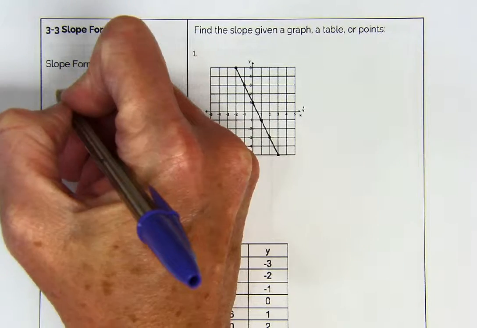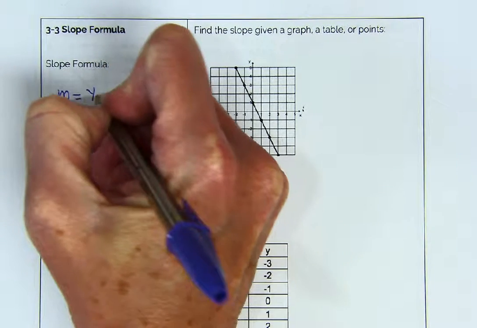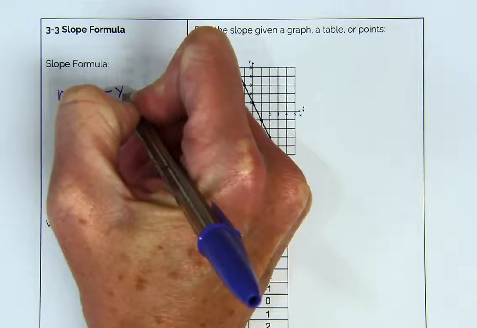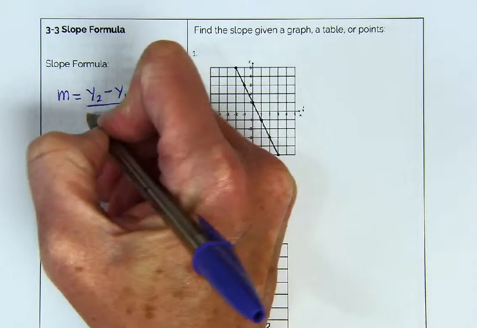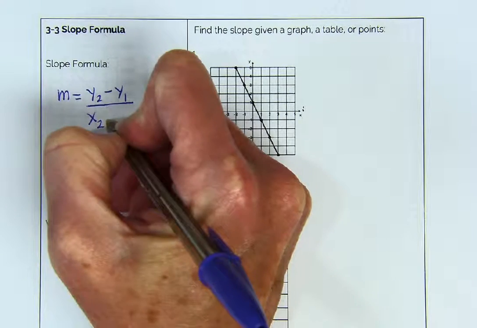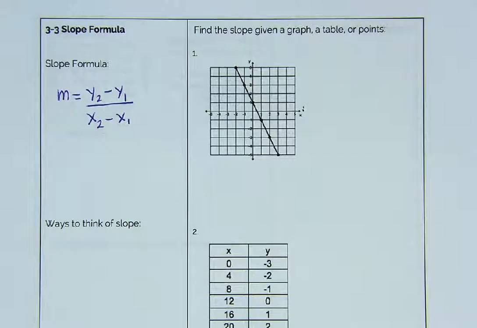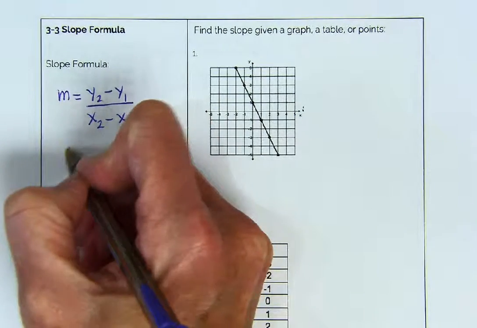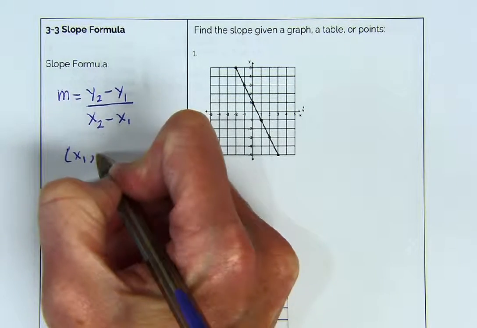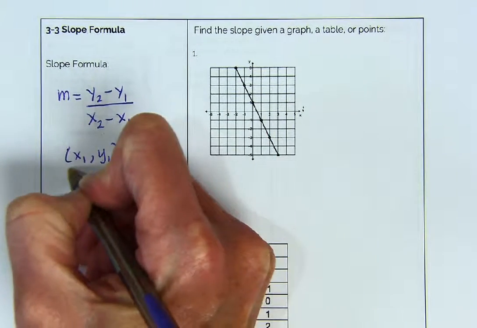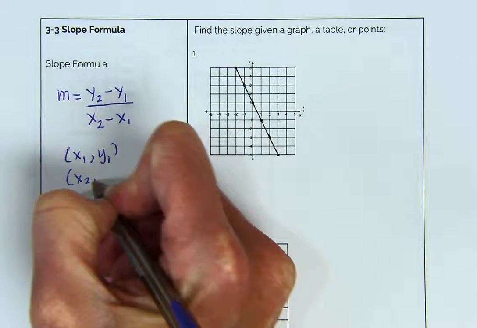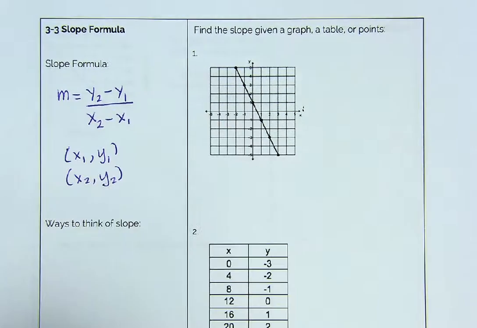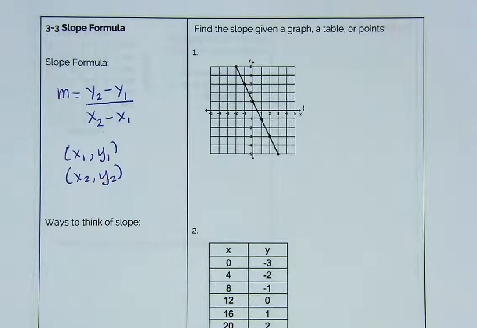So hopefully everybody can remember the slope formula. It is slope m is equal to y2 minus y1 divided by x2 minus x1, where the coordinates x1, y1 and x2, y2 are representing 2 points that lie on a line.